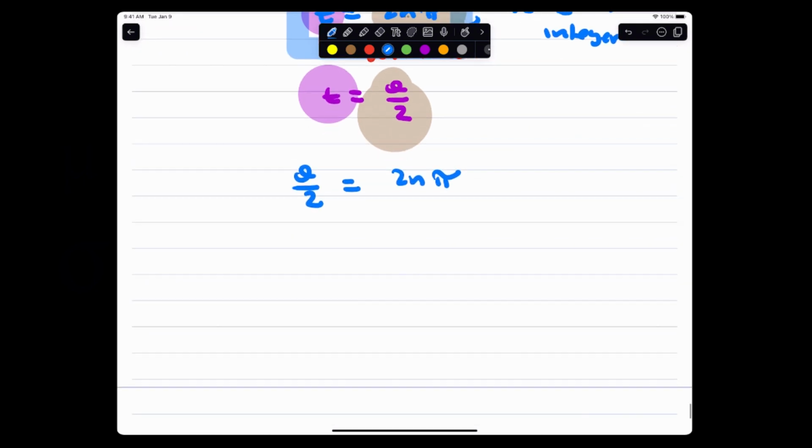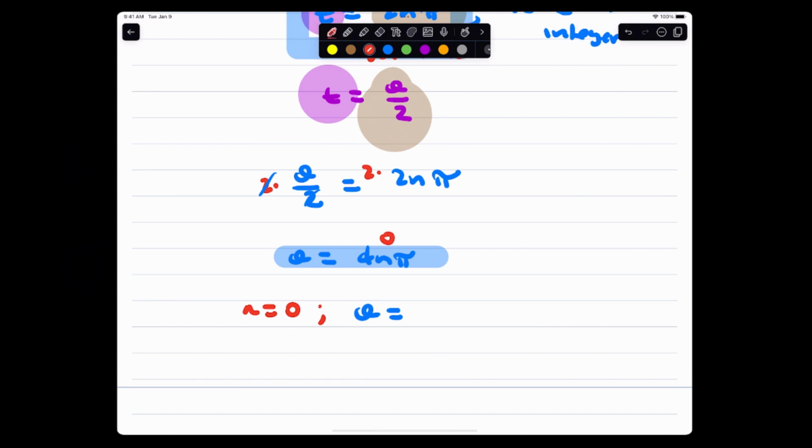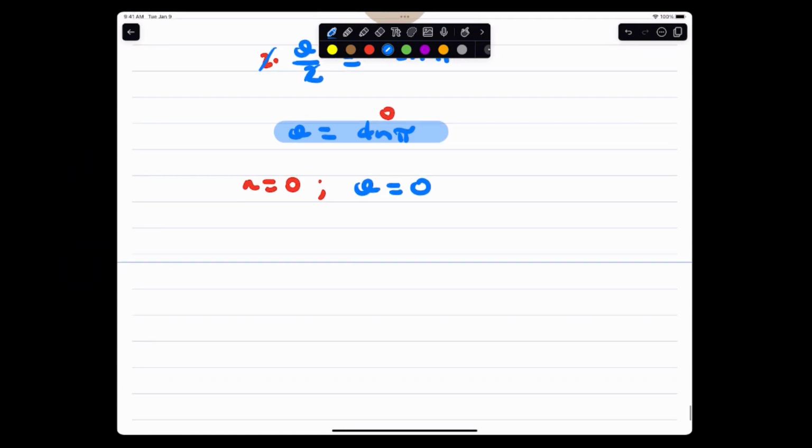Could you guys solve for theta? How do you guys solve for theta? Multiply both sides by 2, and now you get theta canceling. So now theta would be what here? Theta is 4n pi. So how do I get my solutions from 0 to 2 pi? Well, let n be 0. Can you tell me what theta becomes? If n is 0, what is theta? Isn't theta 0? Okay. Let n be 1. What is theta now?